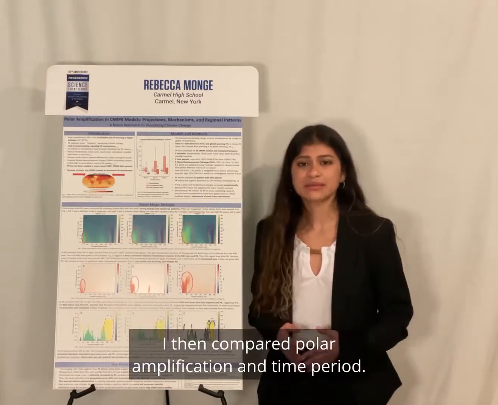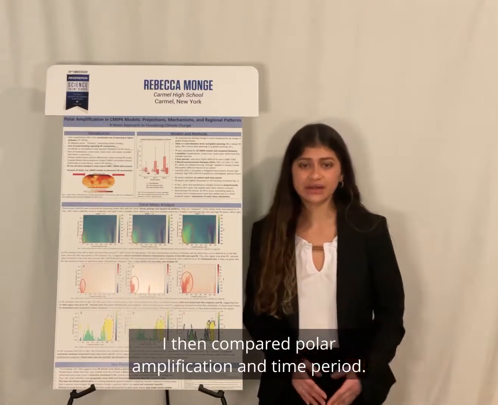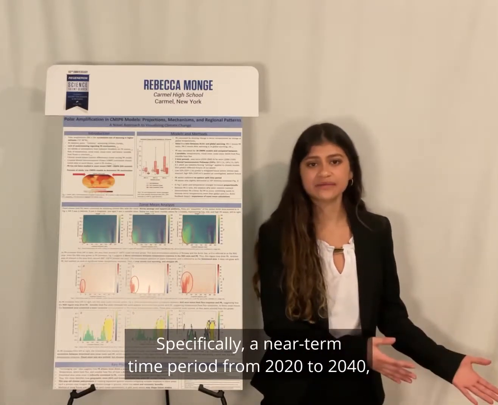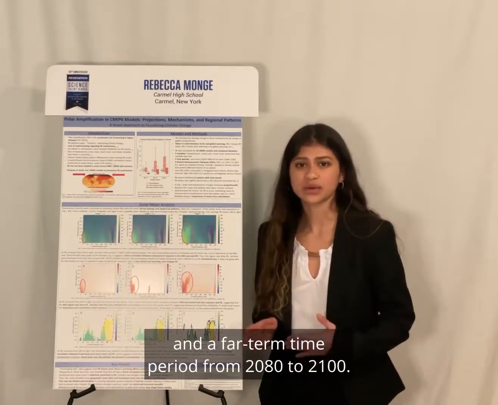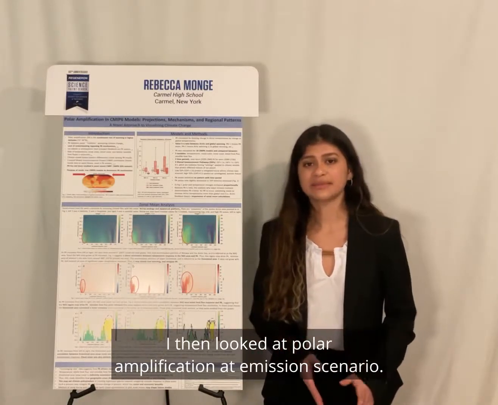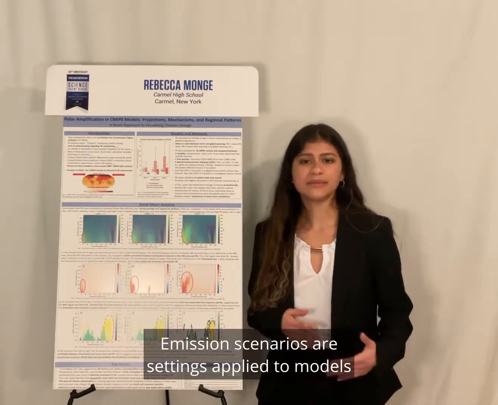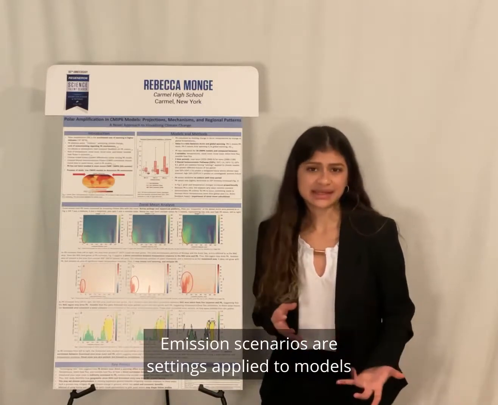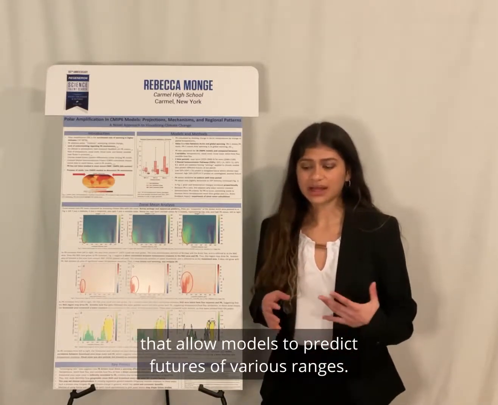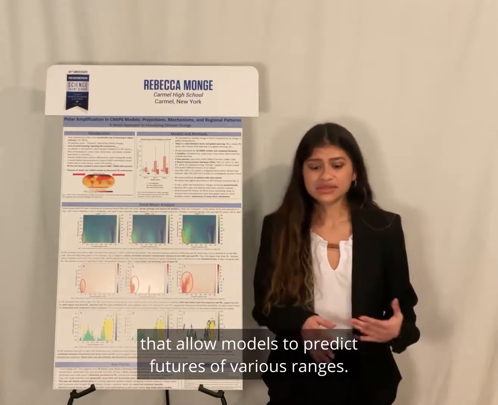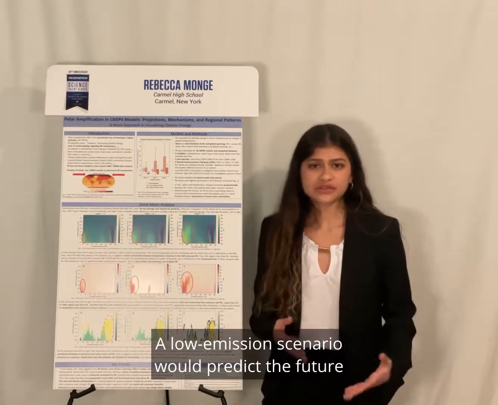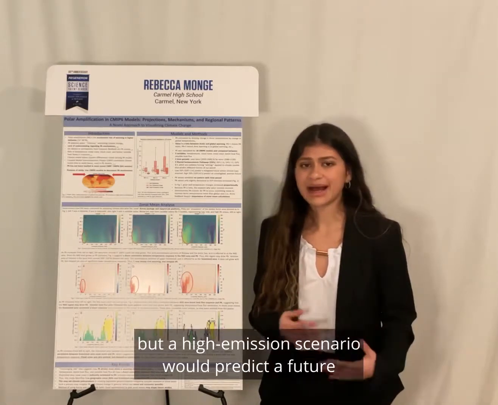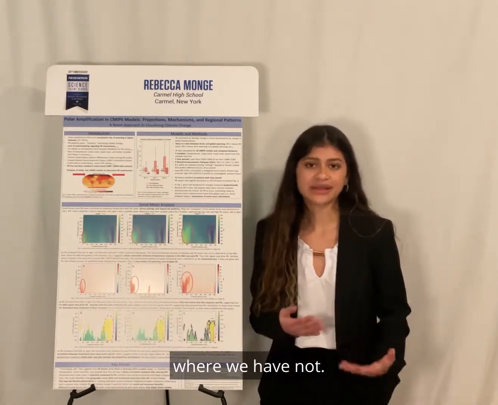I then compared polar amplification and time period, specifically a near-term time period from 2020 to 2040 and a far-term time period from 2080 to 2100. I then looked at polar amplification and emission scenario. Emission scenarios are settings applied to models that allow models to predict futures of various ranges. A low emission scenario would predict a future where we've taken climate action, but a high emission scenario would predict a future where we have not.